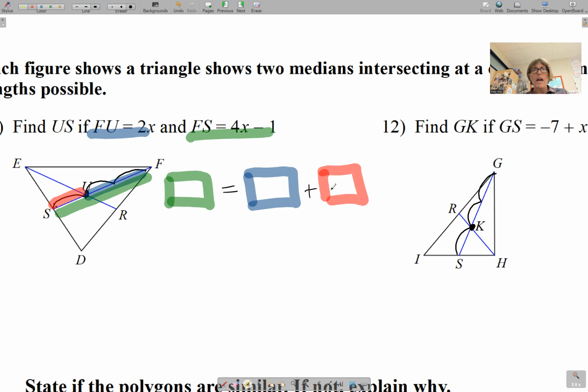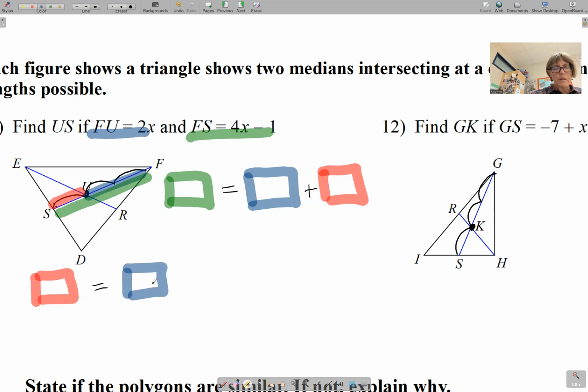And you're like, but wait a minute, I don't have the red. So you have to ask yourself, what can I do to define the red? Well, I know that the red is whatever the blue is divided by 2. And then that information will give you the red. So color code these, you'll be able to see the relationship between the variables, and then solve for X, and then solve for all possible segments, which will be the blue, the green, and the red.